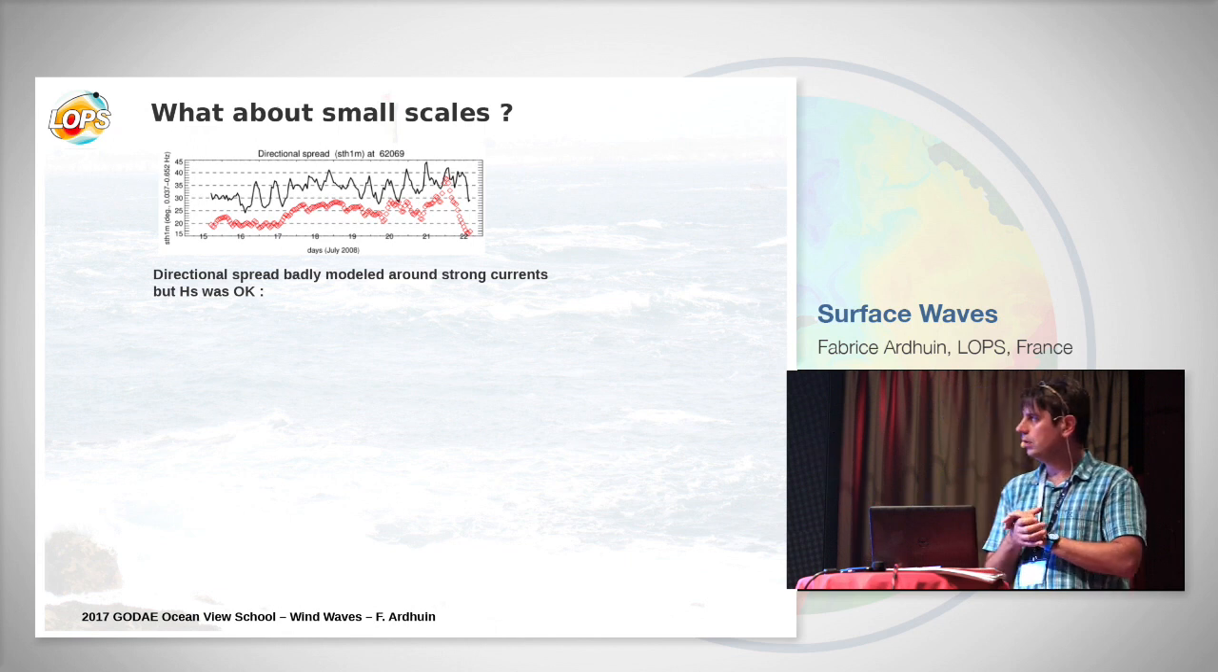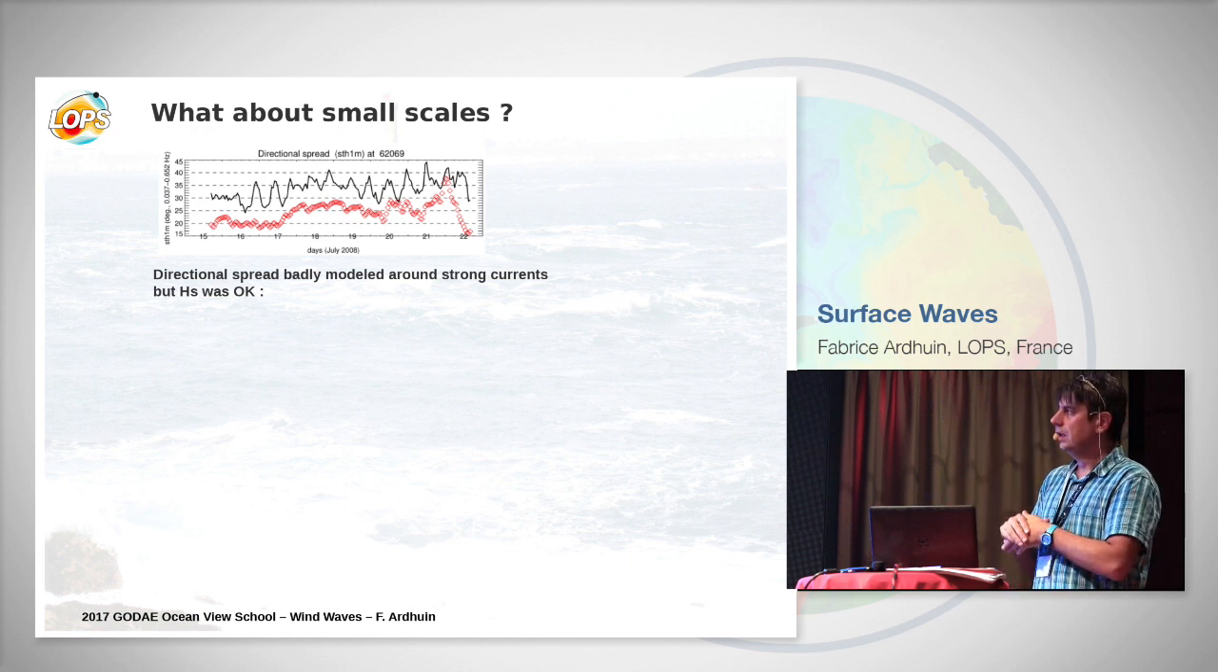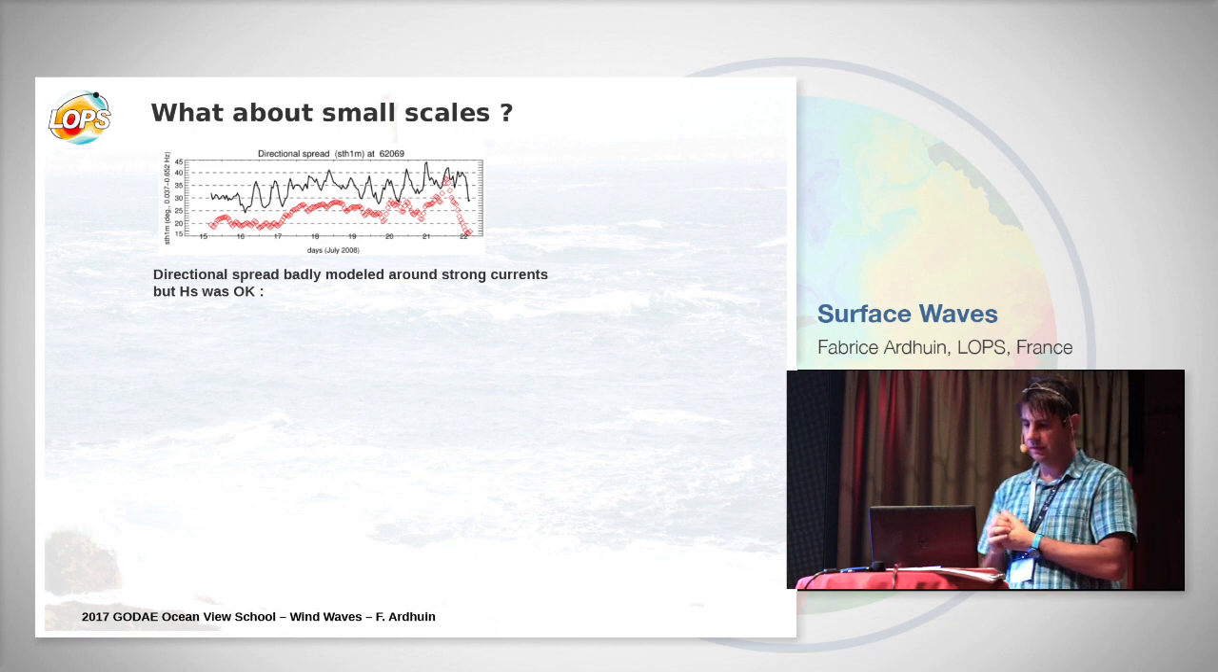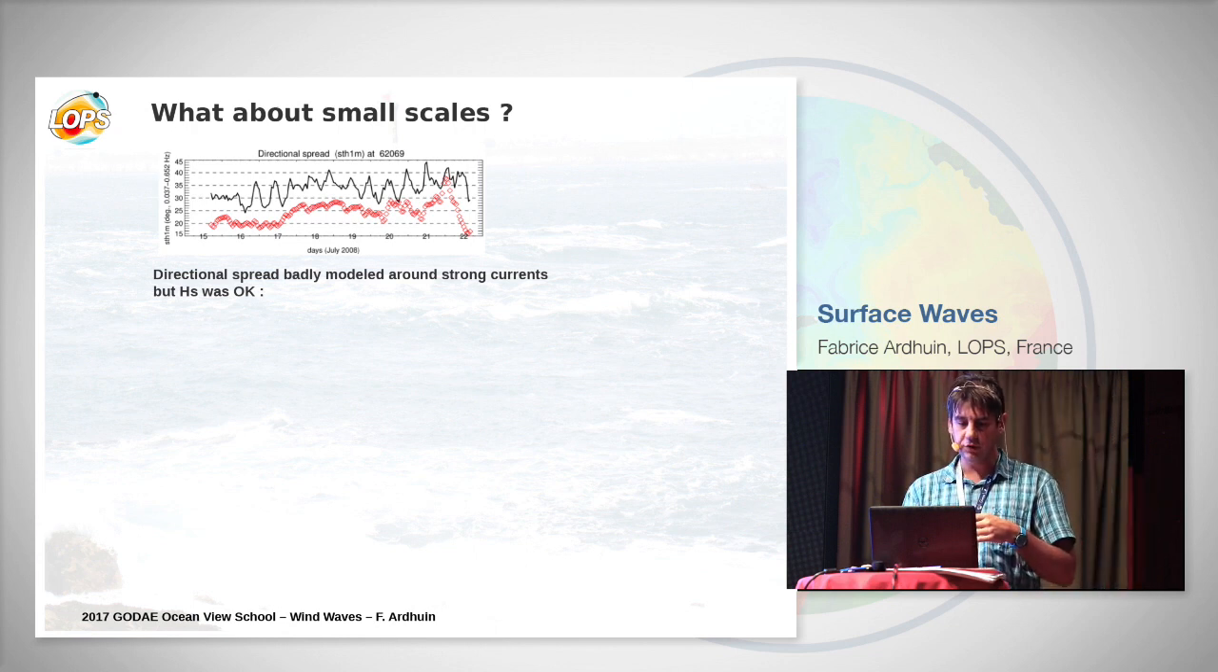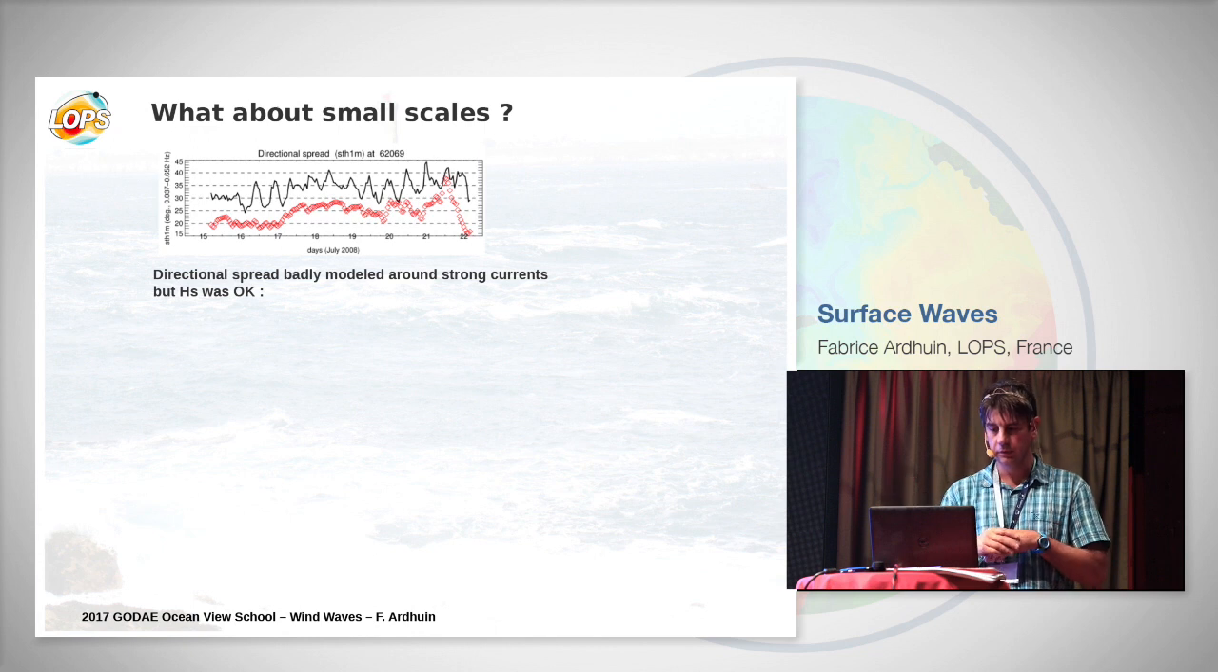So as I told you, waves are driven by the wind, but they also are influenced by currents. This is one example of an altimeter track, an altimeter path going across the Gulf Stream. You can see in black and green two different processing for the altimeter product. You can see it's actually pretty noisy, and the noise depends on the processing you do.